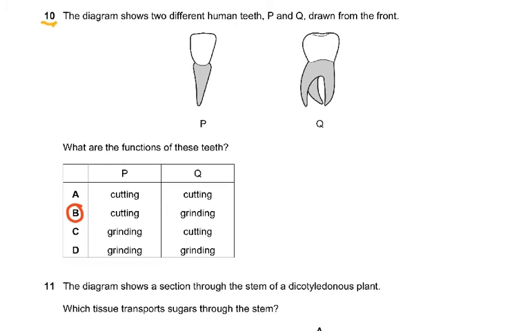Question 10: the diagram shows two different human teeth, P and Q, drawn from the front. What are the functions of these teeth? This is definitely the incisor, and this is the molar or the premolar. Incisors are for cutting and premolars are for grinding. You must be able to differentiate between the four different shapes: the incisors, canines, premolars, and the molars. Premolars and molars are basically for grinding, and the incisors and canines are for cutting.